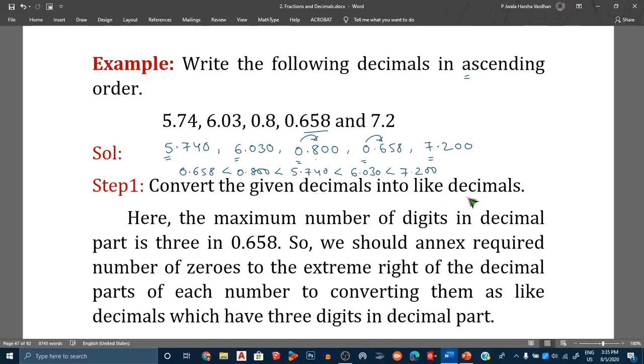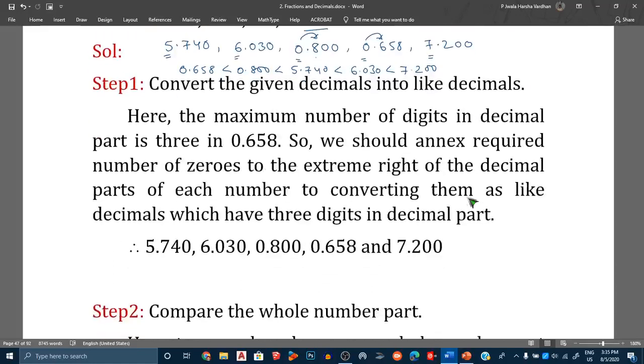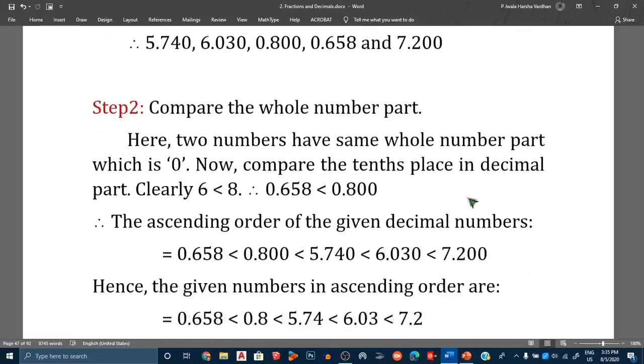First step is you have to convert the unlike decimals into like decimals, and then you have to compare starting from the whole number part. If the whole number part is also equal, then go to the 1/10 part. If the 1/10 part is also equal, then go to the 100th part. Like that you have to continue to compare the given decimal numbers.